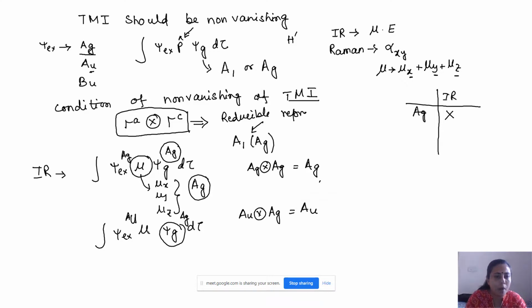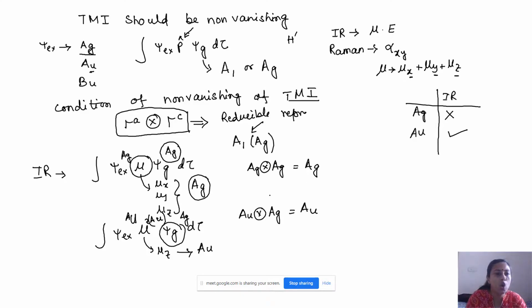So that means any component of mu should be transforming as AU. Now if you look into the character table, you will find out that mu Z is transforming as AU. So that means mu Z is there which is transforming as AU. Hence, this transition moment integral AU into AG is of the AG symmetry. So that means this transition moment integral should be non-vanishing and my AU is going to be IR active.